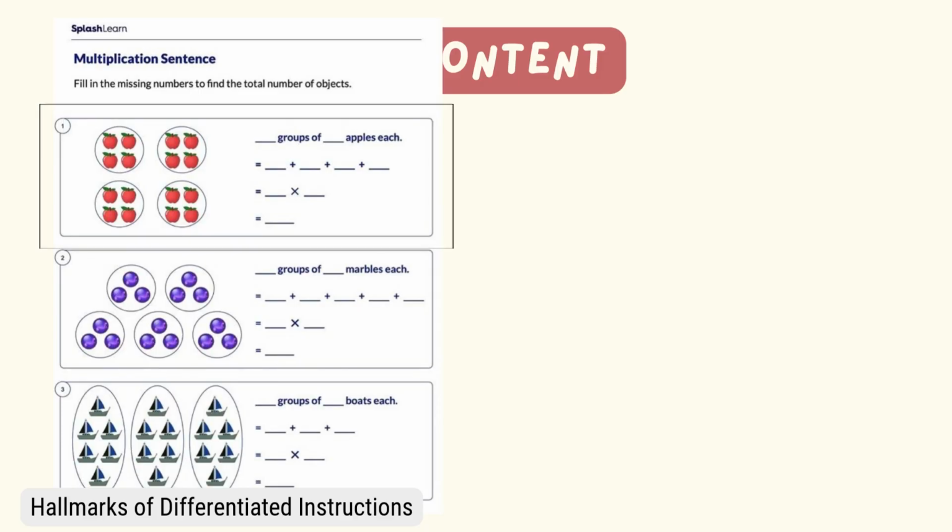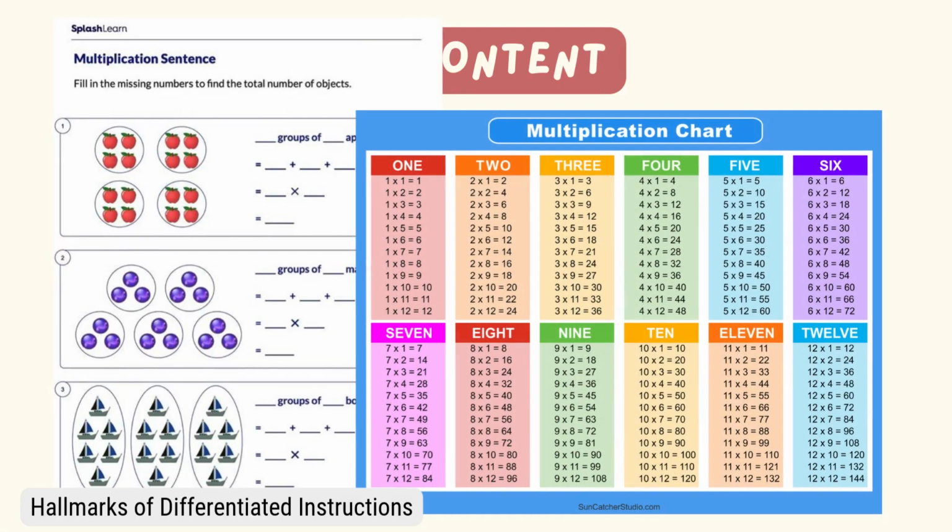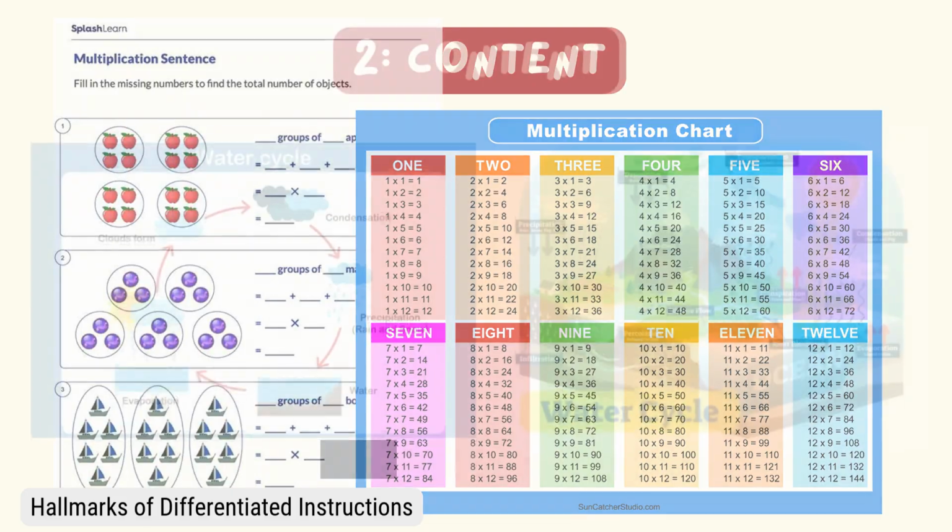I could even include pictorial support on the worksheet, simple images or diagrams that help them visualize the concept and build confidence. On the other hand, for my stronger students, instead of providing them the same worksheet, I might show them the multiplication chart and focus on patterns and shortcuts, challenging them to apply multiplication in new ways. This example shows how all students are working toward the same learning goal, which is understanding what multiplication is, but the support, materials, and level of challenge differ depending on their readiness.